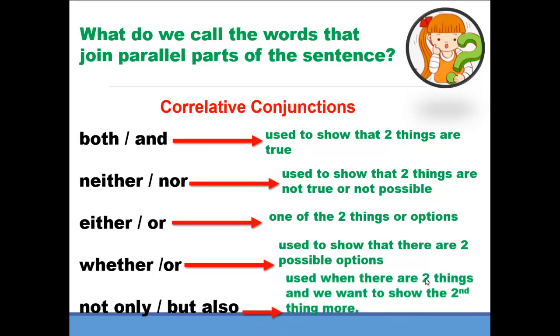The last pair of conjunctions, not only but also, is used when there are two things and we want to show the second thing more. He is not only smart but also funny. We want to highlight the second part. He is not only smart but also funny. I want to highlight that he is funny. So it is used when there are two things and we want to show the second thing more.